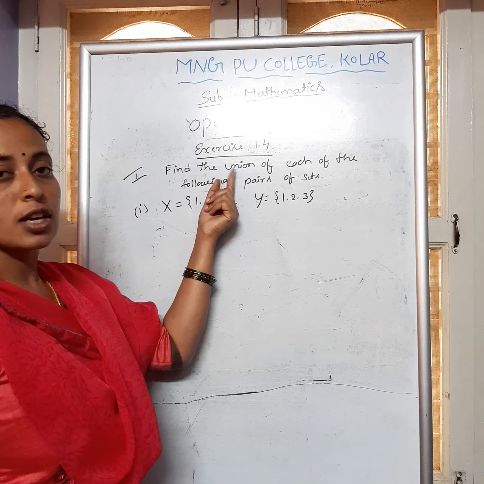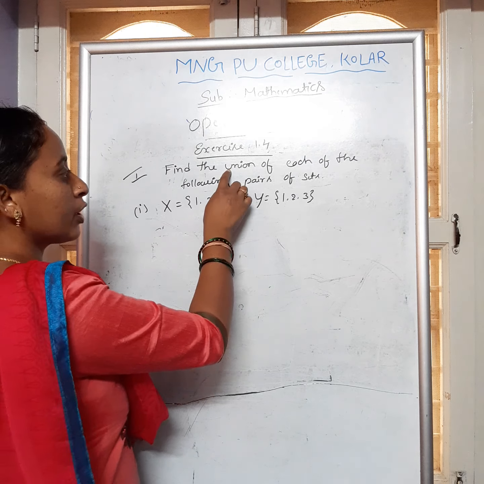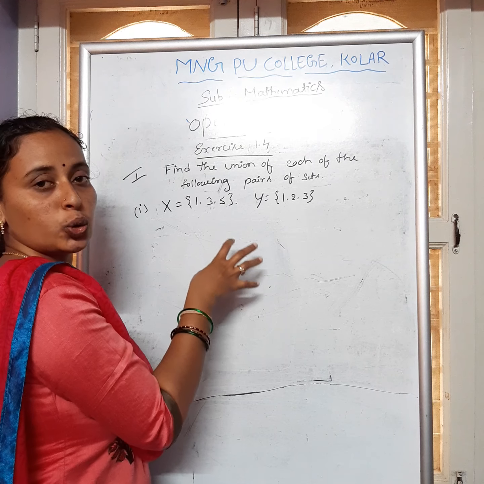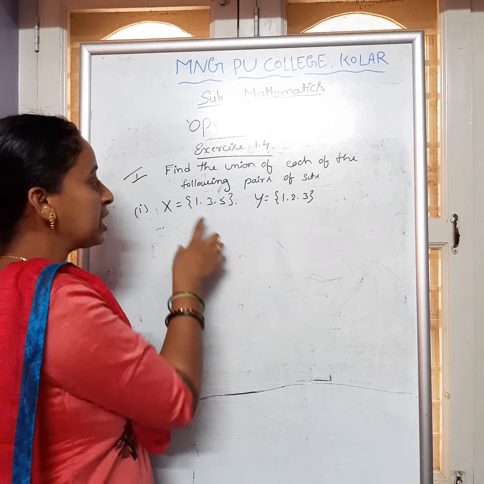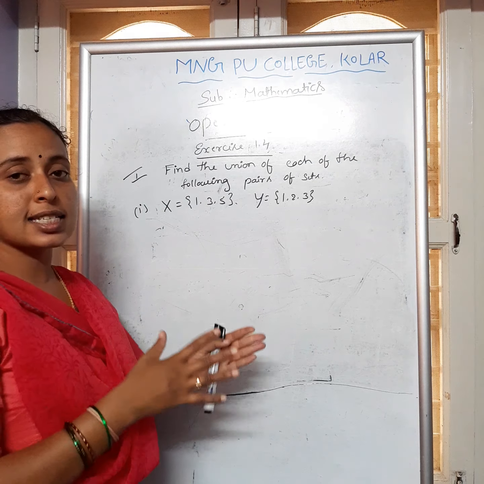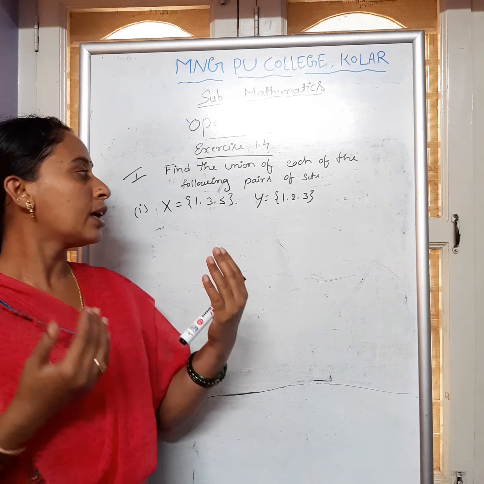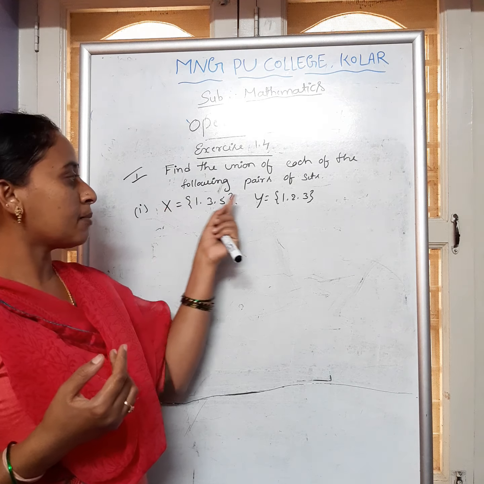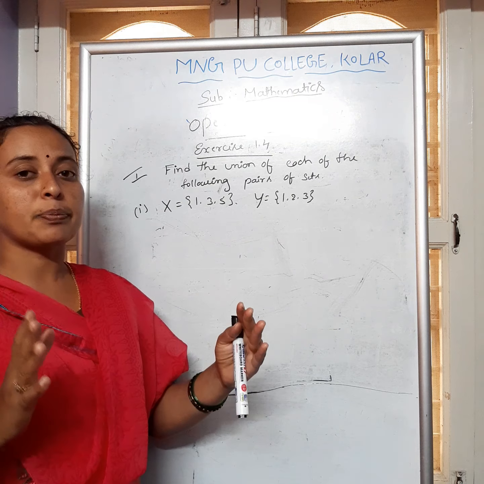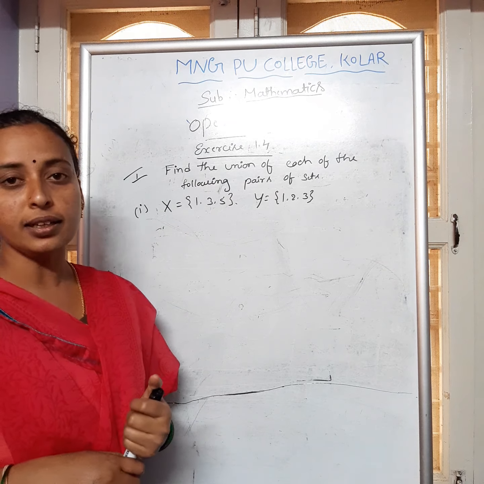The question means we should apply the rule of union of sets. Here they have given two sets, so we should consider the union of sets condition. That means X union Y. If we take X union Y, it means we collect all the X elements and Y elements and put them in one set, and that set becomes the new set. The elements are either in X or in Y.